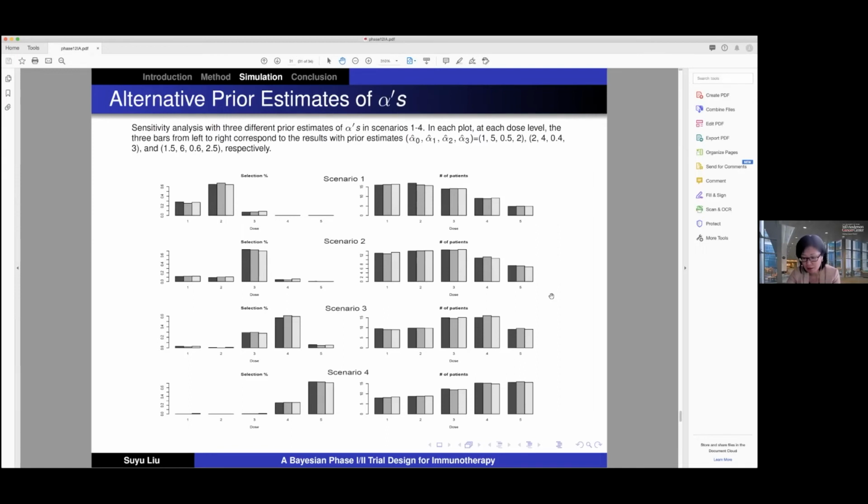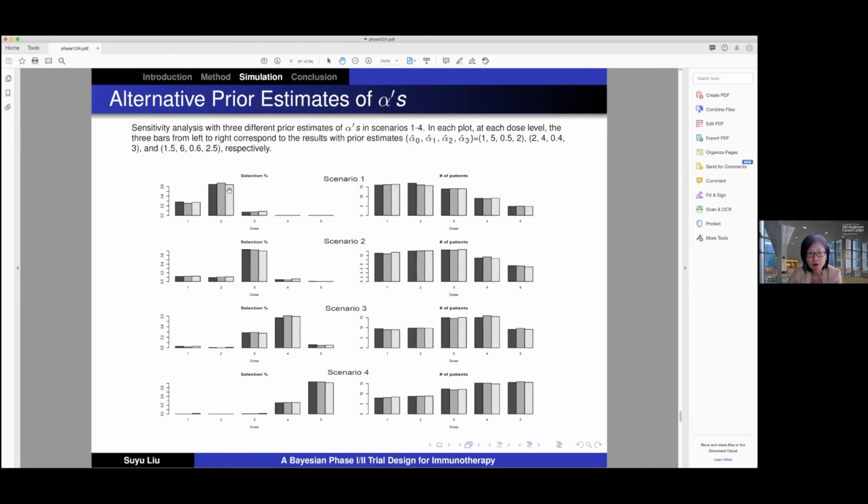And the next is, in this proposed design, we consider the immune response in the design for the first time, and we specify the Emax model for our immune response and examine how sensitive the alpha parameters in the Emax model can affect the design. So this is our original prior estimates for the alpha parameters. Then we tried two other sets of alpha parameters.